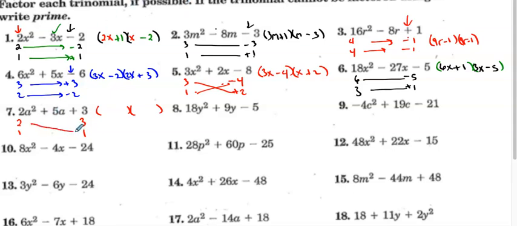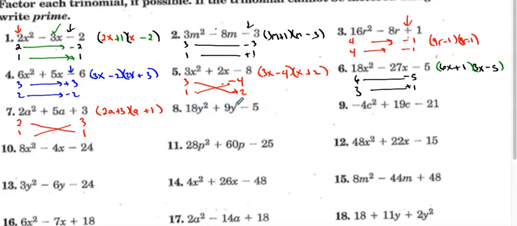So 2 times 1 is 2. 1 times 3 is 3. And 2 and 3 is 5. So that's good. So 2a and a. The 2 multiplies with a positive 1, and the 1 multiplies with a positive 3.